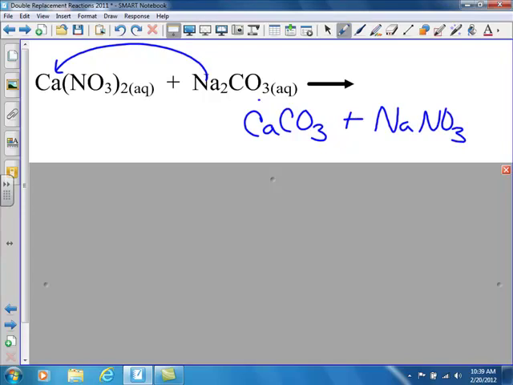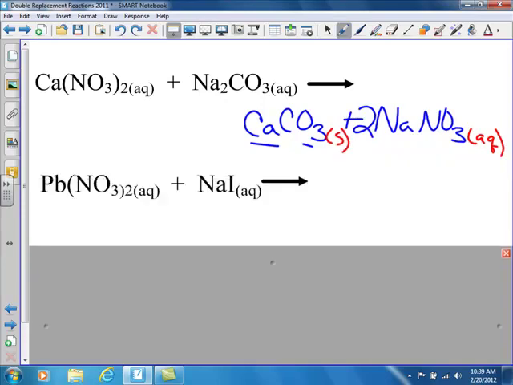Now I didn't do this on the last one, but we should always balance. So in order to balance these, I have one calcium and one calcium, so that's balanced. I have one carbonate, so that's balanced. I have two NO3s, and I have two sodiums, so I need to put a 2 in front of there. I didn't do that on the last one, but we should always balance. Then, which one's going to be solid and which one's going to be aqueous? This is a group 1 element. Group 1 elements are aqueous, calcium carbonate, solid.